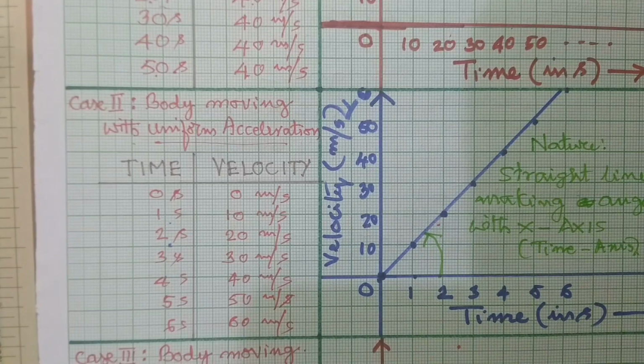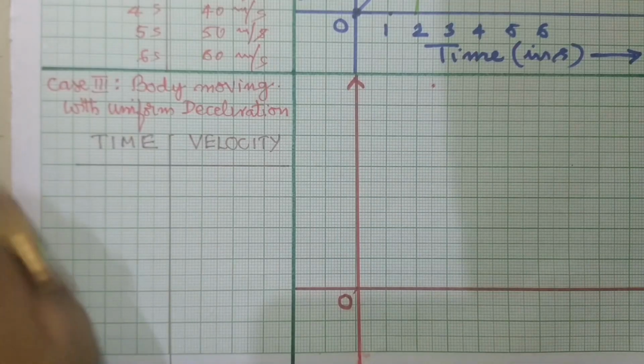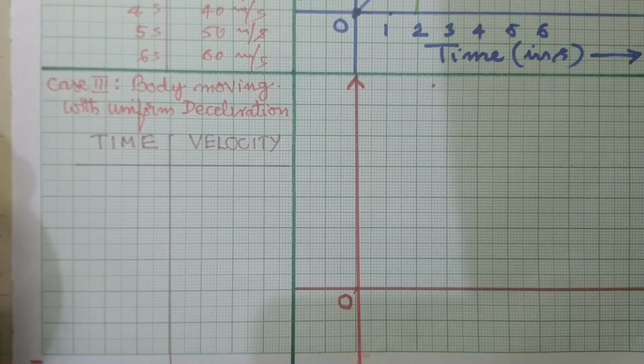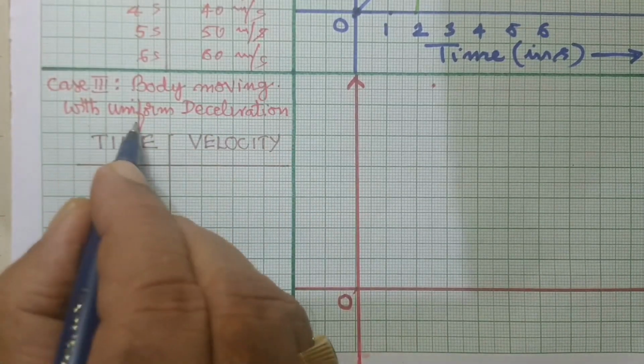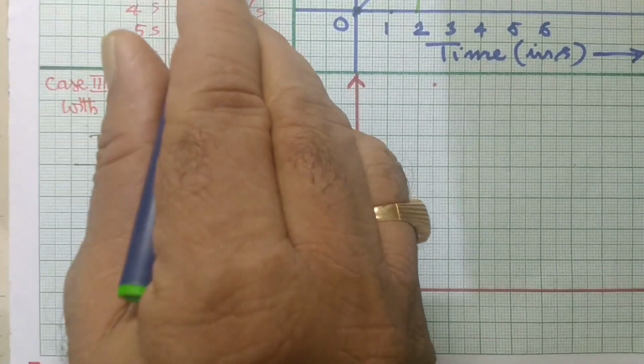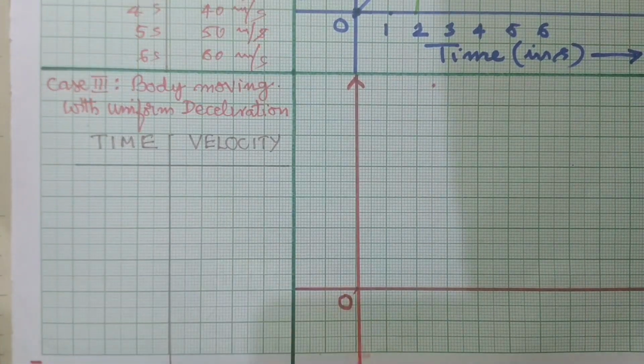Now, we'll go to the third case. I'd like to explain the third case. The third case is a body moving with uniform deceleration. Uniform acceleration I explained here. Uniform deceleration. Deceleration means, as I already explained, a negative acceleration. That is, velocity here decreases. The best example is a body thrown up with some velocity. While going up, velocity decreases. Finally it becomes zero velocity at the topmost point, the highest point.